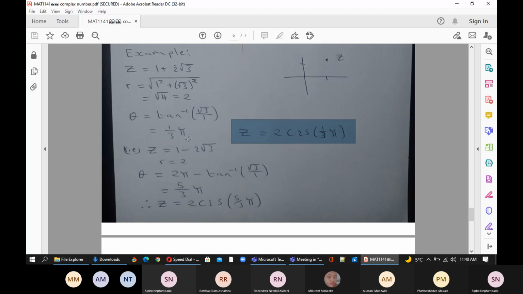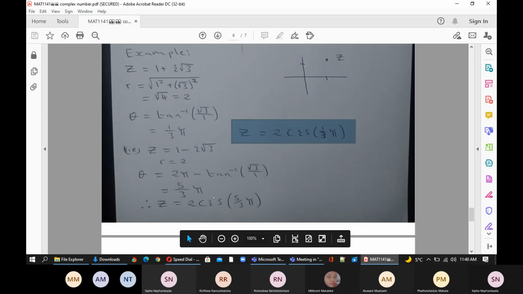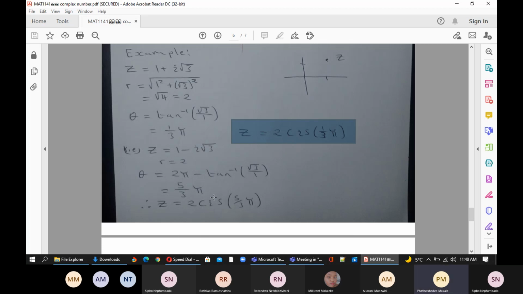This r is given by the square root of 1 squared plus open bracket minus root 3 close to the power 2. Are we together? Guys, come on.